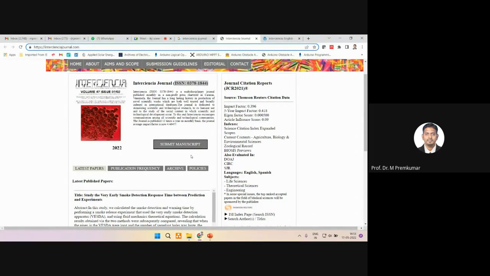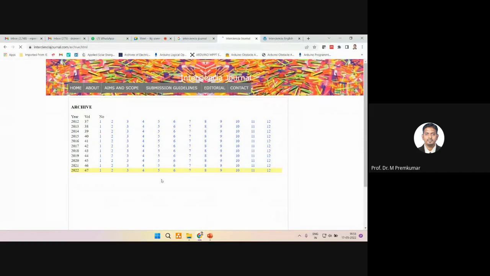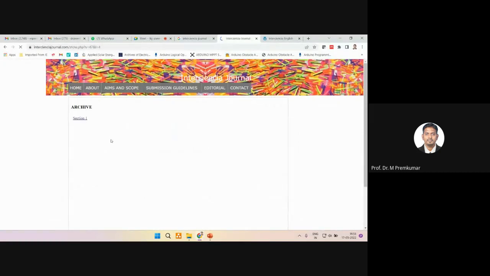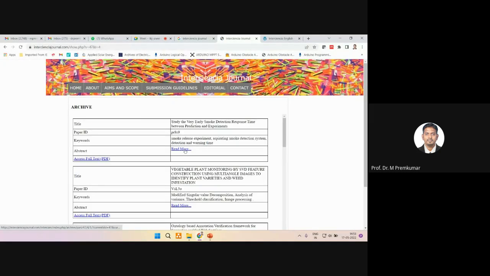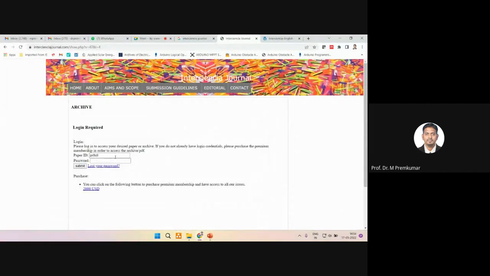Okay, if you pay $500, within 2 to 3 days, your paper will be published, so that you can observe in the archives. You can see in the month of April, they have published papers. When you open this paper, it will ask for a login ID and password. Once you have the paper ID and password, then only you can download the papers.